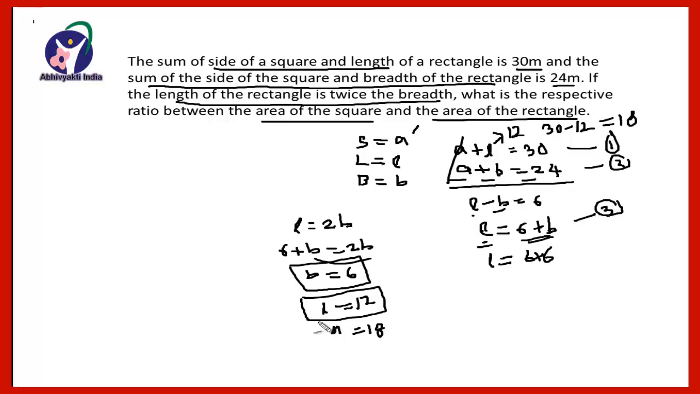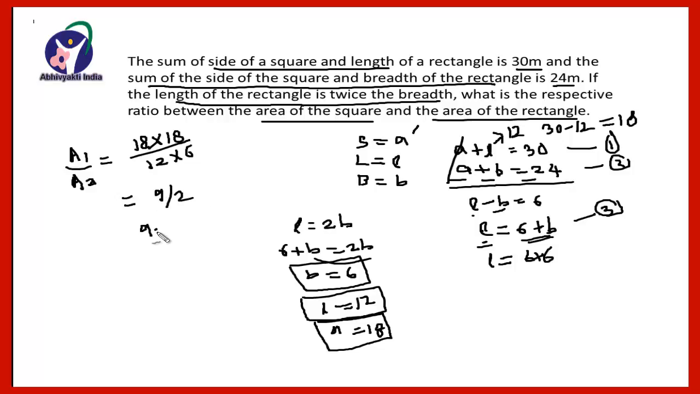Now you have got length of the rectangle, breadth of the rectangle and the side of the square, and now you can find the ratio, that is A1 upon A2, the ratio of the areas. So it will be 18 square, area of the square, that is 18 into 18, divided by length into breadth, that is 12 into 6. If you solve this, you get it as 9 by 2, and therefore the required ratio is 9:2.